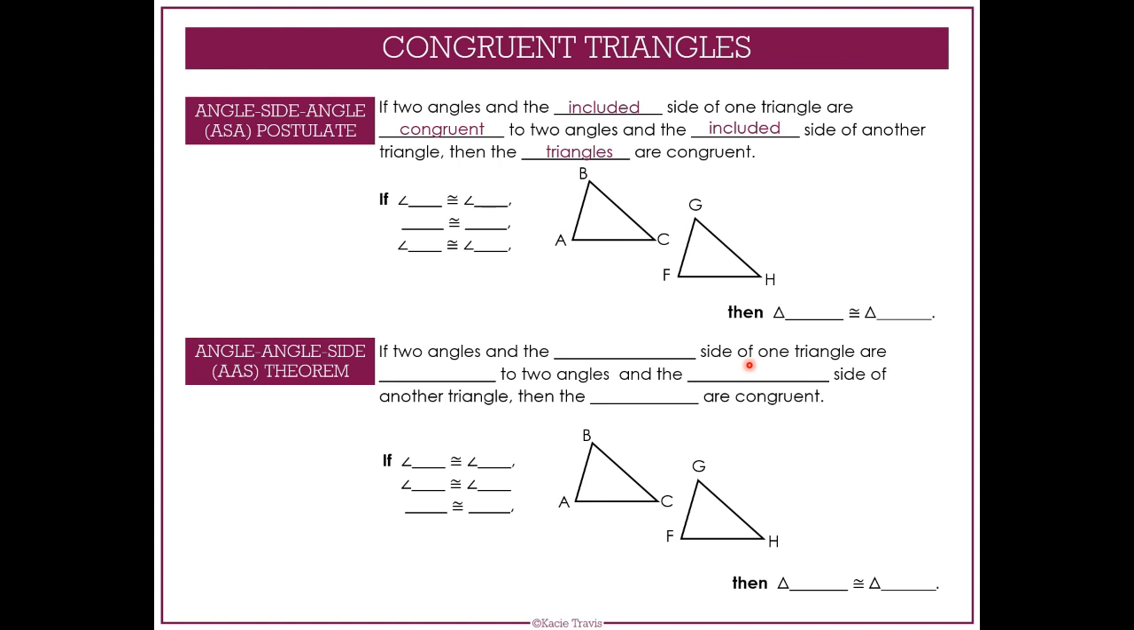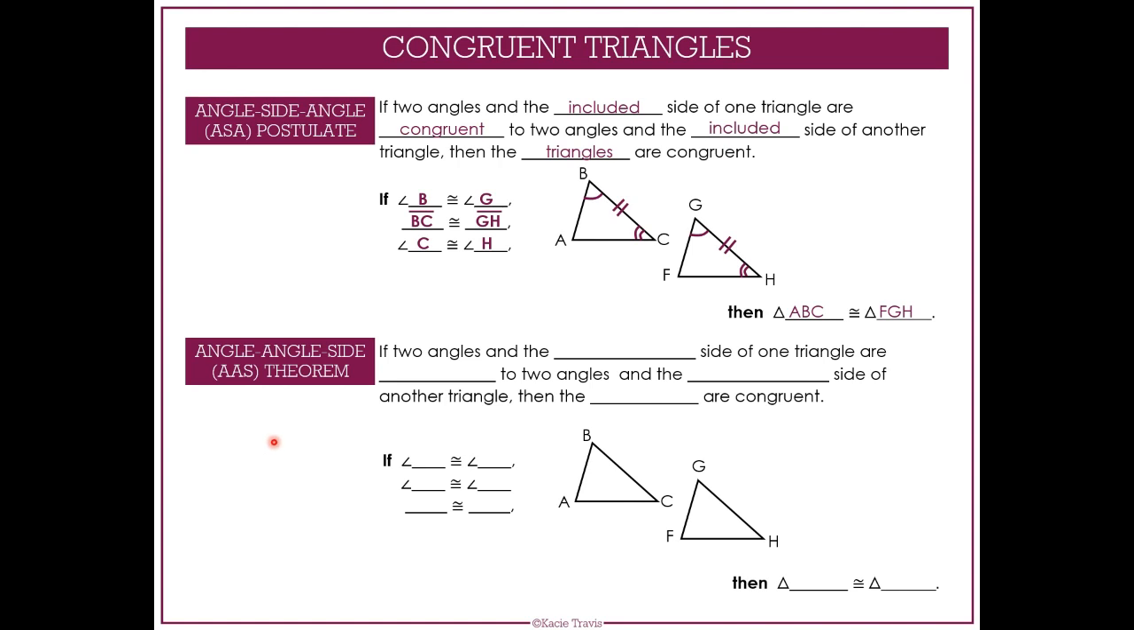So if I'm looking at one angle, let's say B and G, and then I go to one of the sides, so BC and GH. If these two are congruent, and then this third angle here, C and H, are congruent, I have the stuff that I need to prove that this is congruent based off of the angle side angle postulate. So I would say triangle ABC is congruent to FGH.